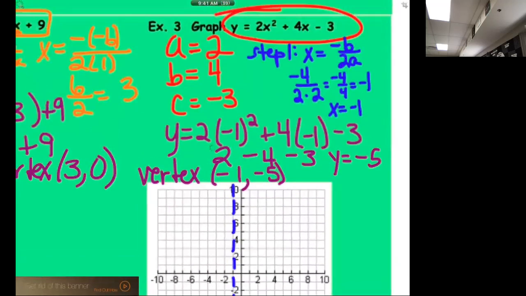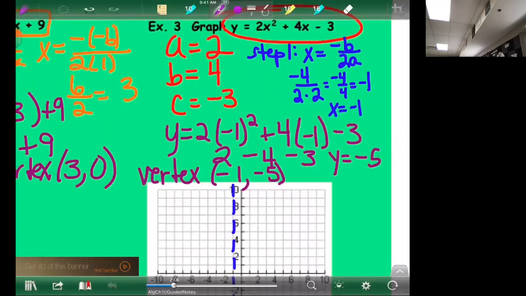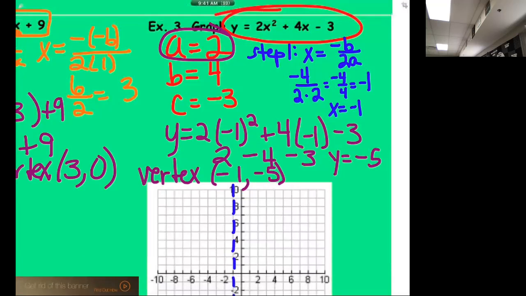Okay, so let's just go back and get a good idea of what's happening with this graph. A equals 2. What does that tell us? What does that tell us about our graph? If a equals positive 2. Right. But it's positive. Jaden, do you know? I know you were gone yesterday. Okay, go ahead, Addison. Smiling, and it's a narrow, smiley parabola.